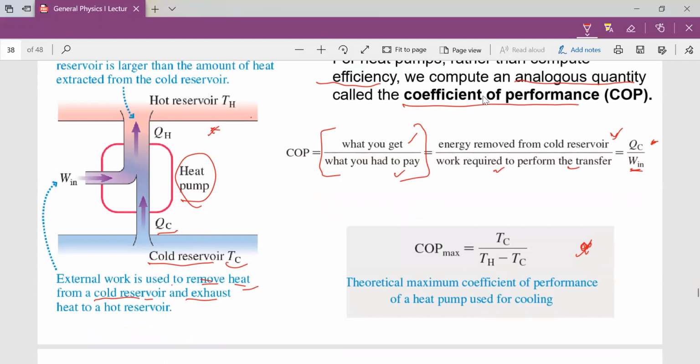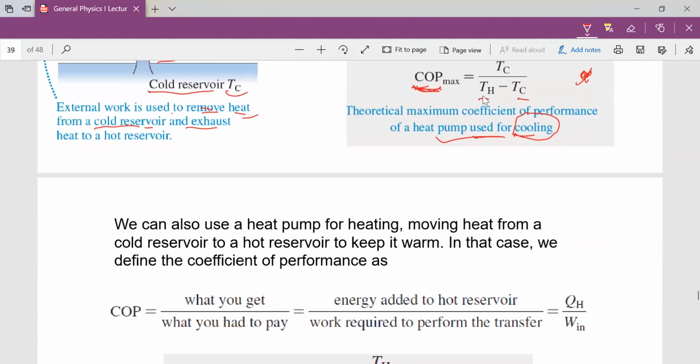So just like we had the maximum efficiency in the previous case, in this case we are going to have the maximum coefficient of performance. And that is given by the expression TC over (TH minus TC). So this is the theoretical maximum coefficient of performance of the heat pump used for cooling. If it's going to be for heating, the expression is going to take the same form, but in the reverse, all right, which we will see shortly.